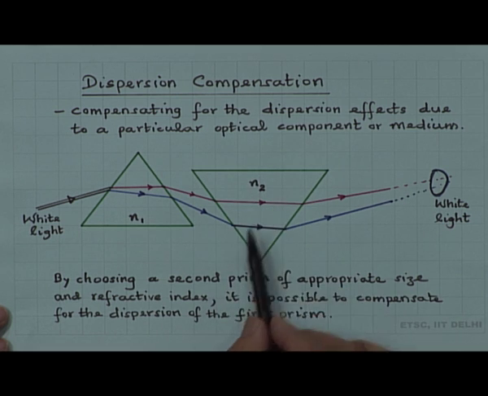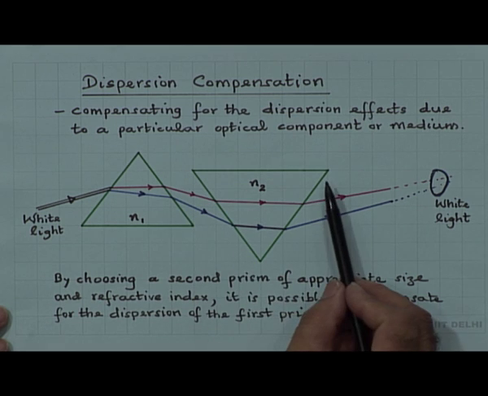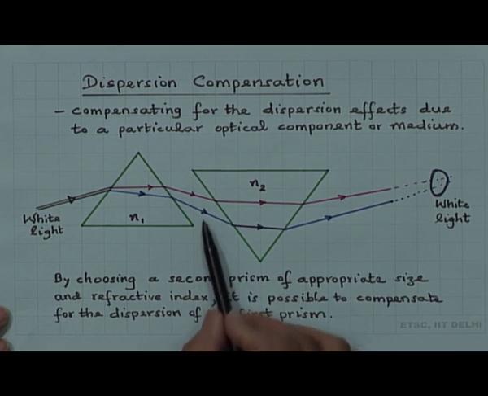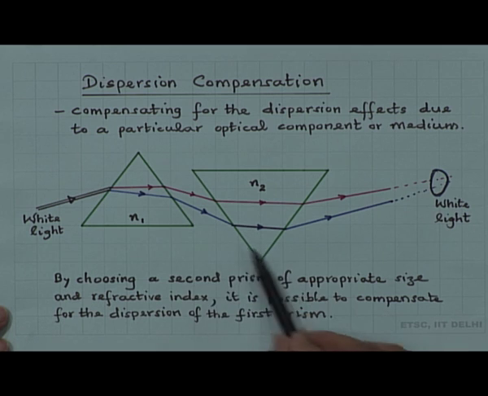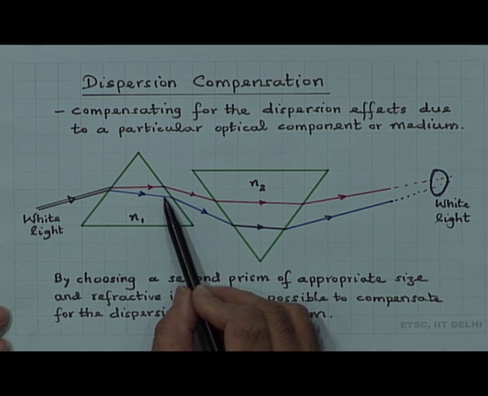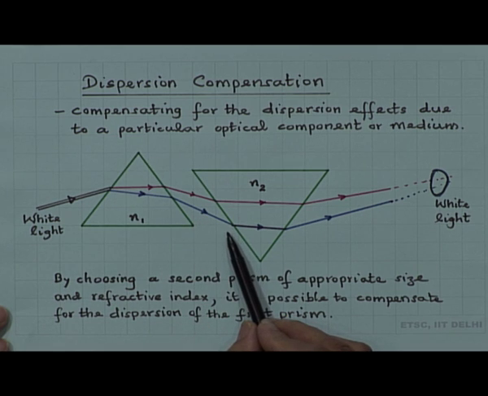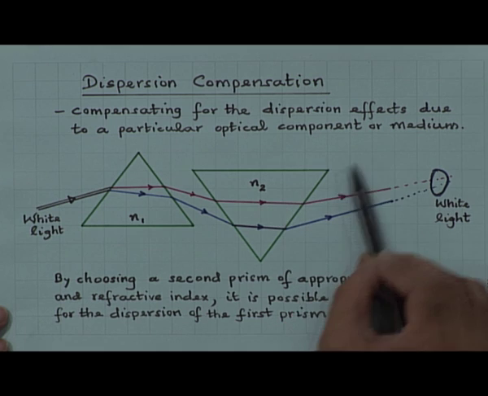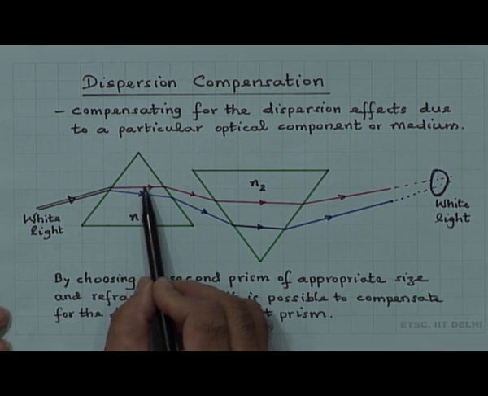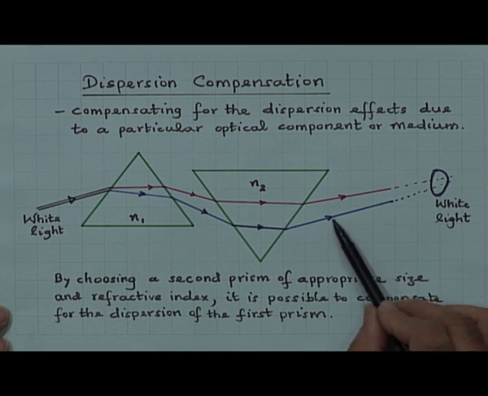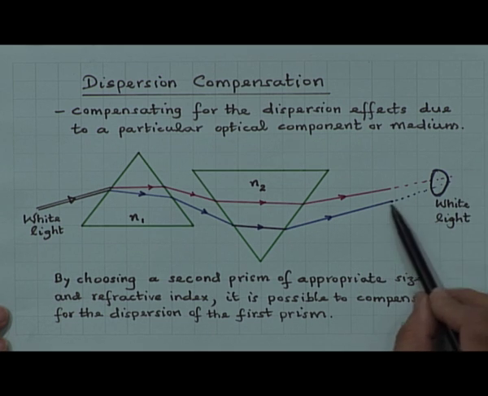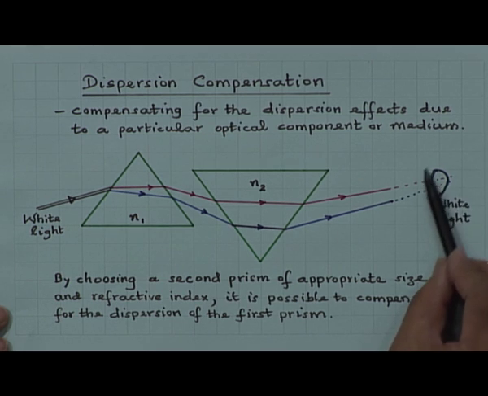Usually a different material and different size is used for certain reasons which is beyond our scope of discussion here, but what we can see is that the spreading is compensated by the second prism. The inverted prism compensates for the spreading because this was bent more in this direction. Now, the second prism bends it more in the other direction, whereas red had bent less, but also it is bending less. The net effect is both of them combine here to form the white light again.